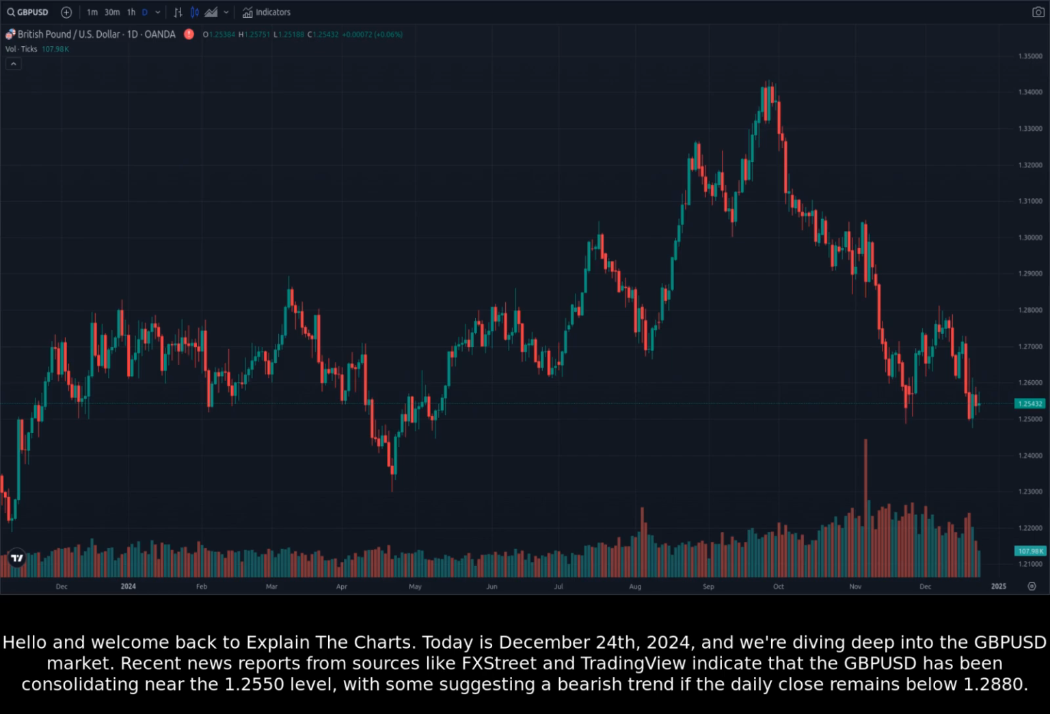Today is December 24th, 2024, and we're diving deep into the GBPUSD market. Recent news reports from sources like FX Street and TradingView indicate that the GBPUSD has been consolidating near the 1.2550 level, with some suggesting a bearish trend if the daily close remains below 1.2880.